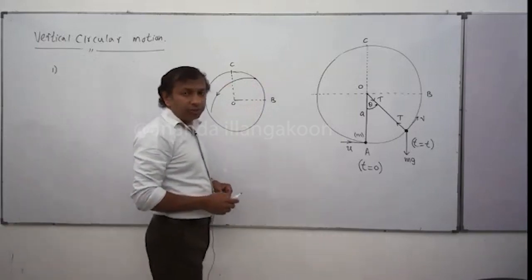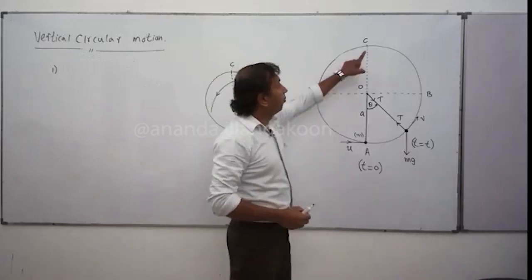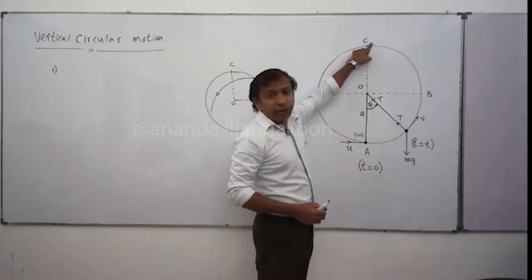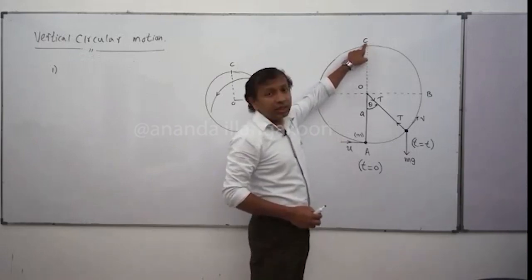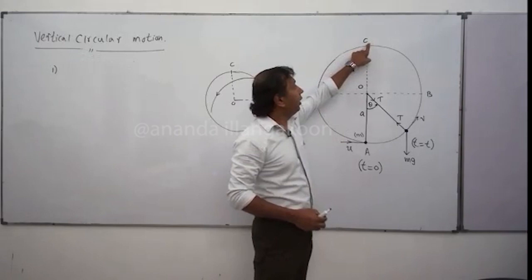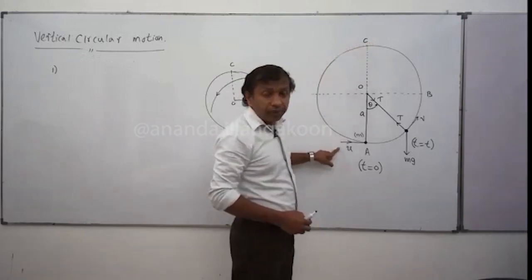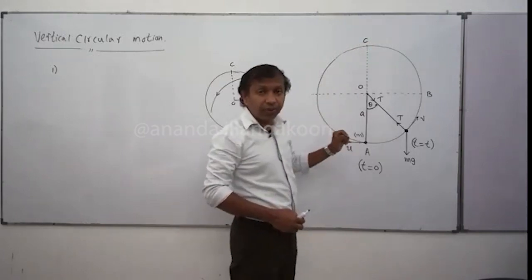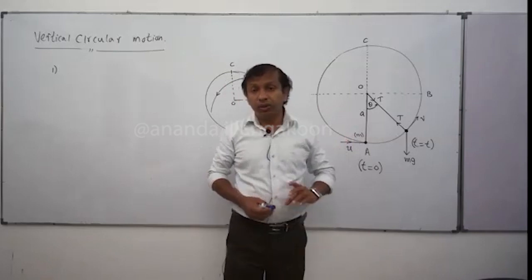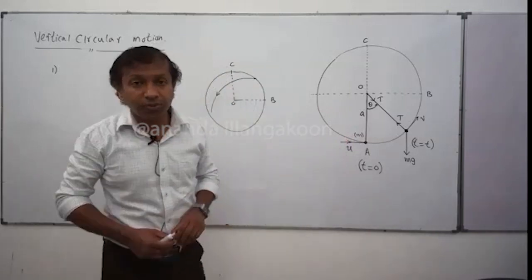Third possibility is that the particle can move, reaching the highest point C. The particle can pass the highest point C, and then the rest of this semicircle very easily. That means the particle moves in complete circles very easily. That is the third possibility.